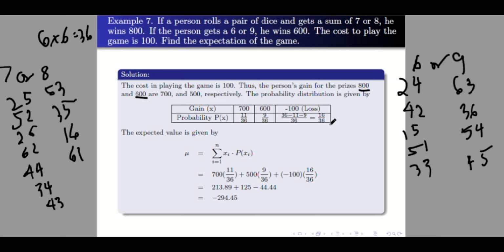So to complete this, for the last column, we have 36 minus 11 minus 9. So we have 16 over 36. So we're now ready to solve for the expectation. So we have this. Okay, so using your calculator, you will arrive at positive 294.45. So in this kind of game, you may now have a chance of winning the game. Okay, so thank you for listening.